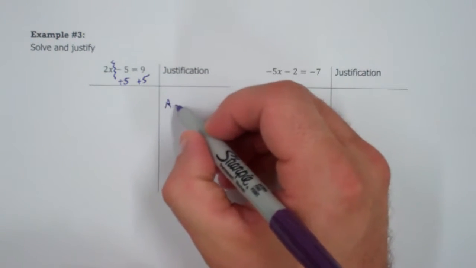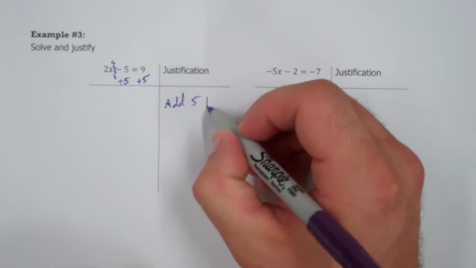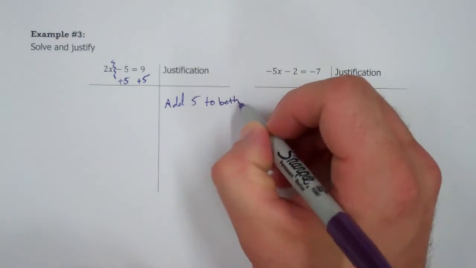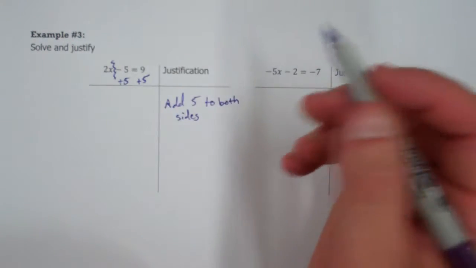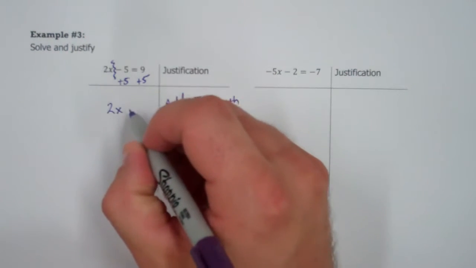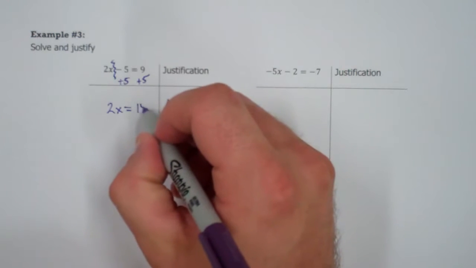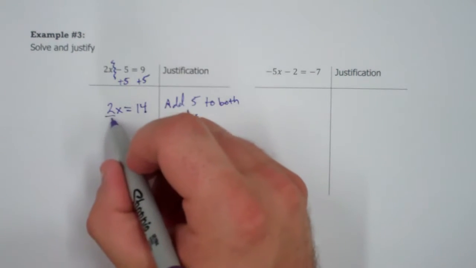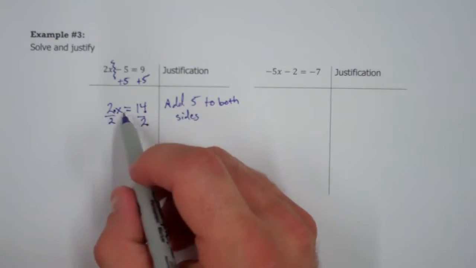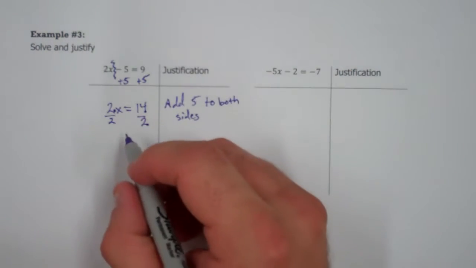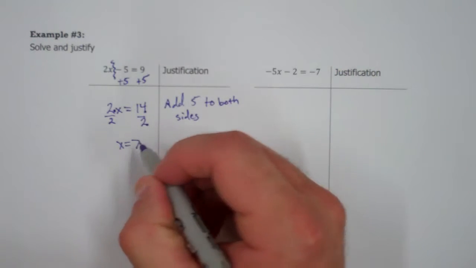If you prefer, you can even write that down. Add 5 to both sides. And then the -5 plus 5 is 0. We'll be left with 2x is equal to 9 plus 5 is 14. Then we'll divide by 2 on each side. That's the coefficient here. We're multiplying the 2 and the x. We need to do the inverse. And we'll find x to be 7.